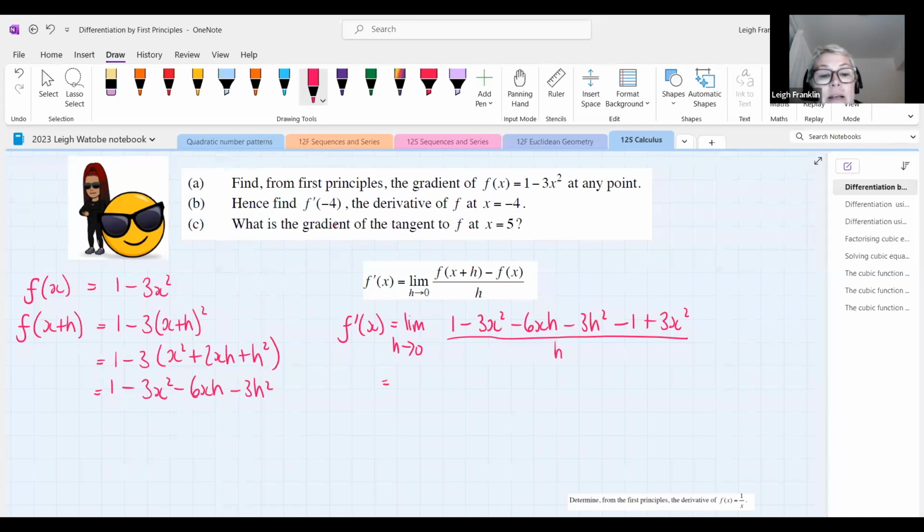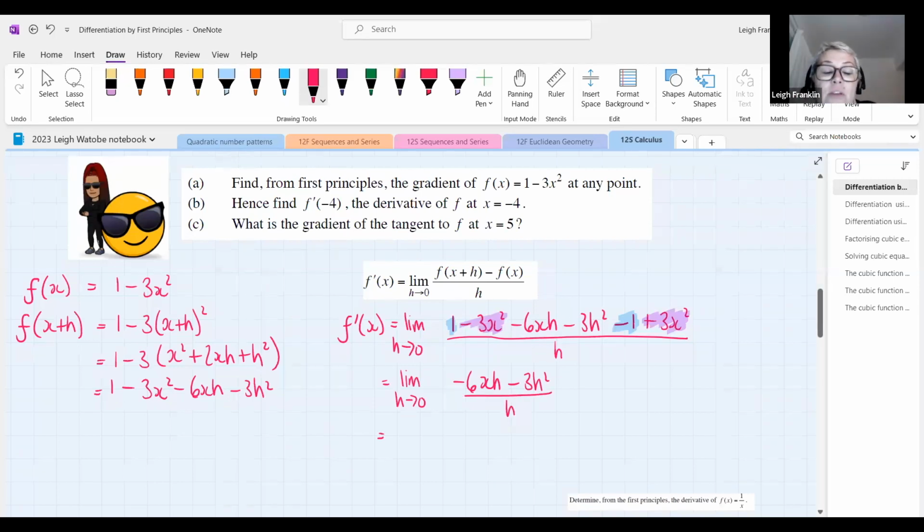Okay. In your second line, you're going to keep your limit notation. So your limit is h tends to 0. And what you will find is that every term that doesn't have an h in it must add up to 0. So the only terms with h's in them are going to be left in the next line. Can you see we're going to have 1 minus 1? So the 1 becomes a 0. And we also have minus 3x squared plus 3x squared. So we're only left with h's over here. So this gives us minus 6xh minus 3h squared all over h.